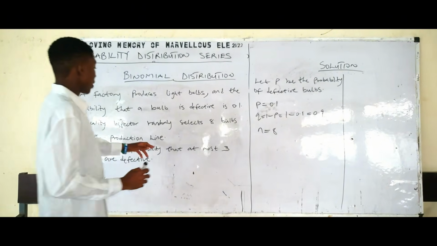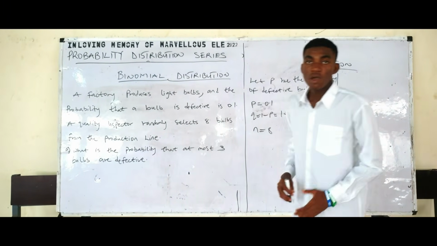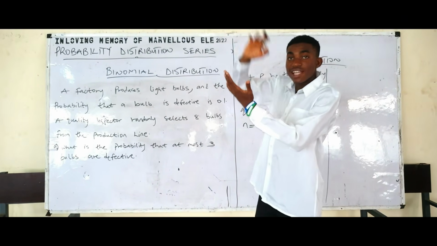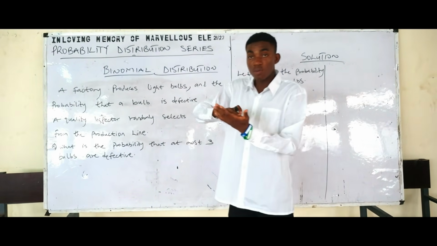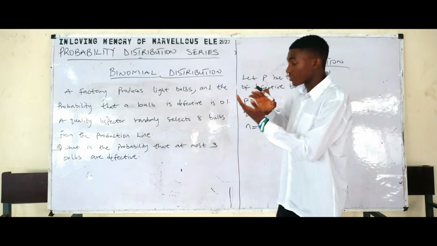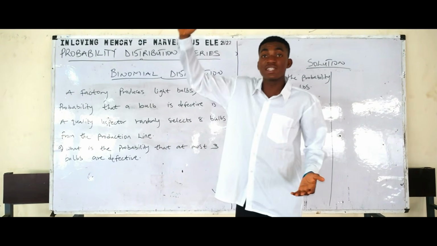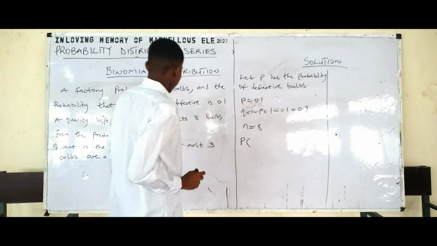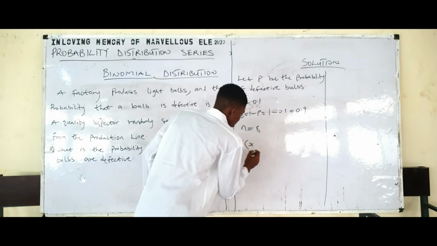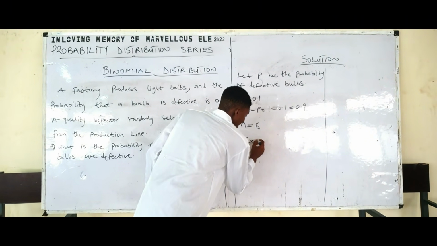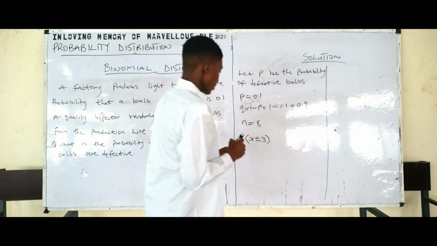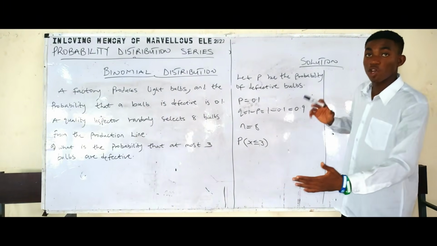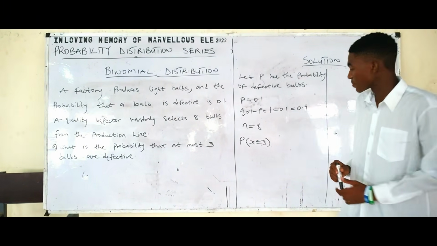What's the probability that at most 3 bulbs are defective? At most means it should not be more than 3. 3 should be the maximum, so it's from 3 down. Meaning, we find the probability of 0, the probability of 1, the probability of 2, and the probability of 3. That's what at most means. So the probability of at most 3 bulbs means x should be less than or equal to 3. It can be 3 and it can be less than 3, but it cannot be 4, 5, or 6.